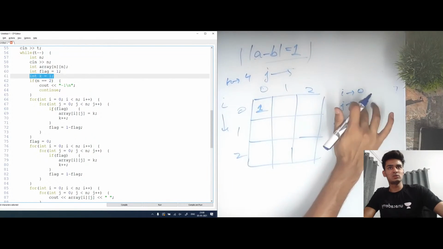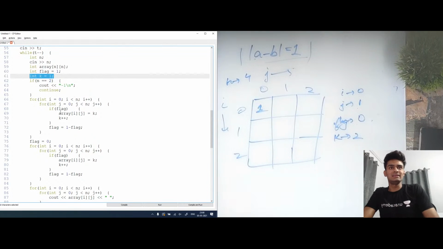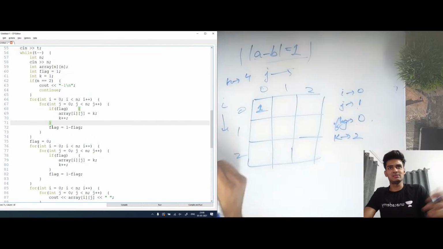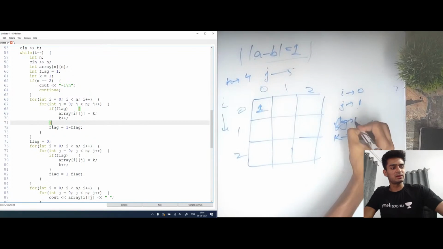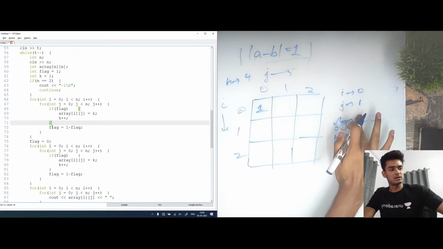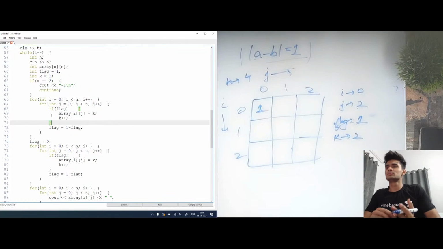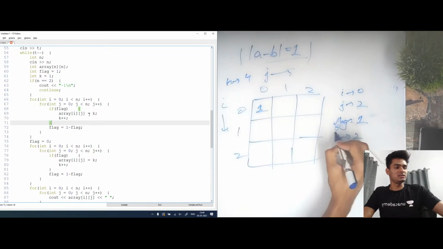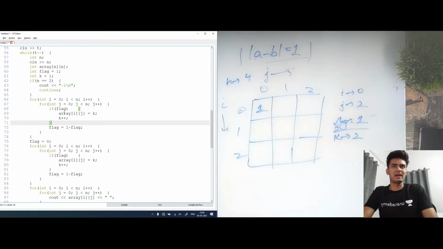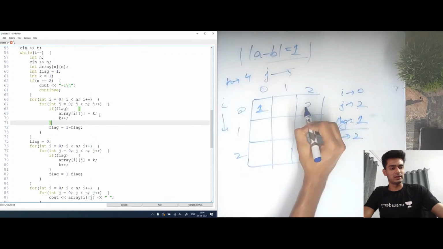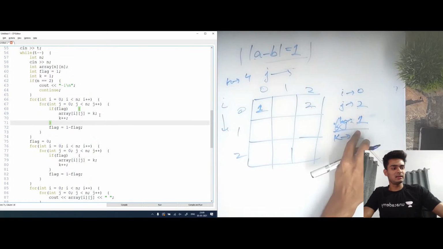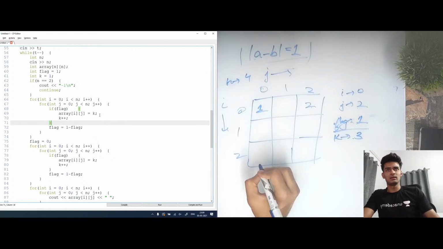So when j equals to 1, I see that my flag is 0, so I do not go into this if condition. Then I again change my flag to flag equals to 1 minus 0, which is 1. So this flag is 1 now. Now when this j becomes 2, I see that my flag is 1. So if my flag is 1, I make array 0 2 equals to k. K was 2 right now. I place k here and I then increment k, so this becomes 3.